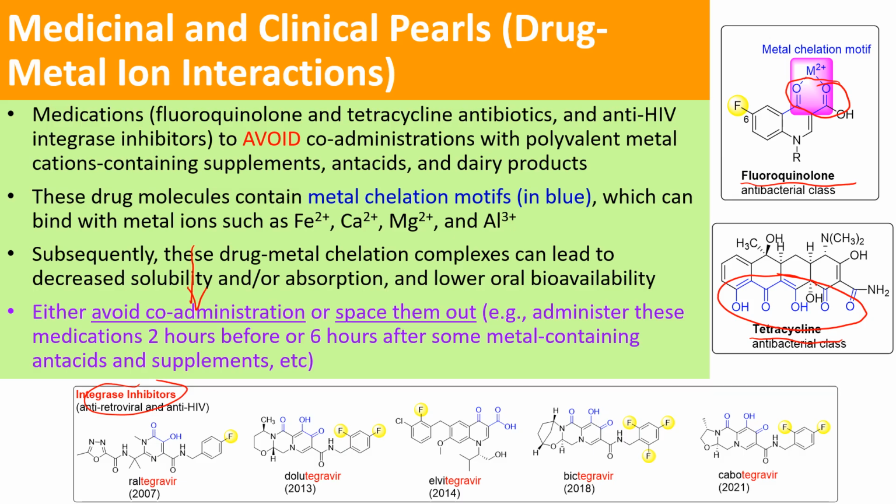Therefore, if patients need to take these medications, for example, fluoroquinolone or tetracycline or integrase inhibitors, with metal supplements, either avoid co-administration or space them out. For example, administer these medications 2 hours before or 6 hours after metal-containing antacids and supplements.